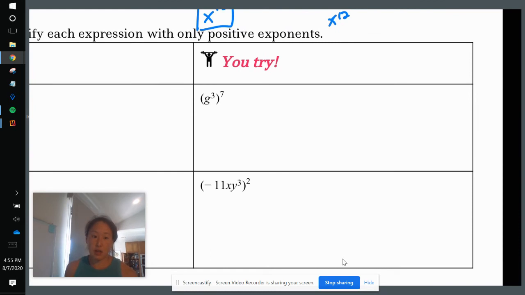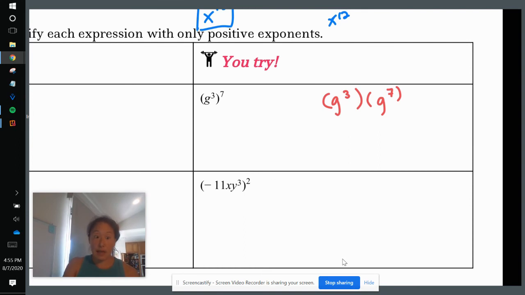So g to the 3 raised to the 7th. Do I add or do I multiply the exponents? I multiply them because the 7 doesn't have its own base. If this was g to the 3 times g to the 7, then I would add the exponents. But that's not what we have, so we're going to multiply. g to the 3 times 7 gives me g to the 21.